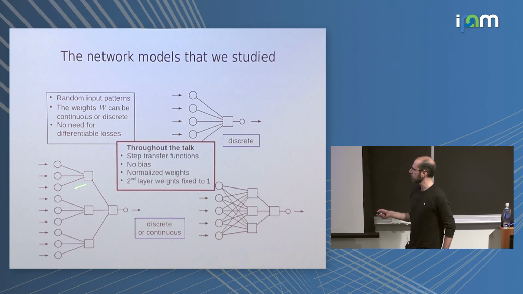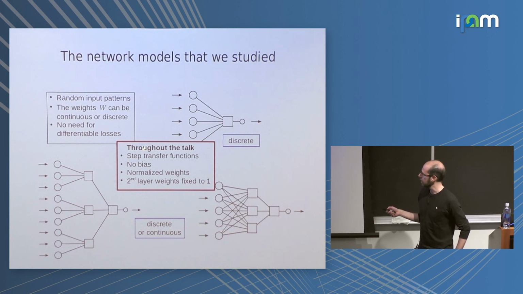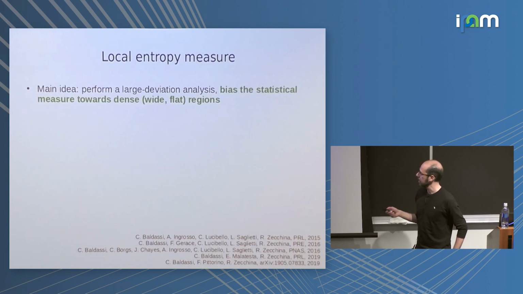And throughout the talk, I'm going to assume that the transfer functions at the first layer are step functions. So even though we did study ReLUs, as Ricardo said, here I'll only consider step functions, no bias. One important thing I want to point out is that the weights are always going to be normalized. That's going to come into play later. And the weights of the second layer are fixed to 1. So this is the model that we study.